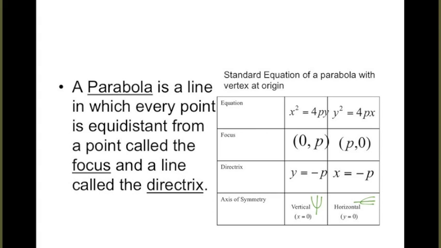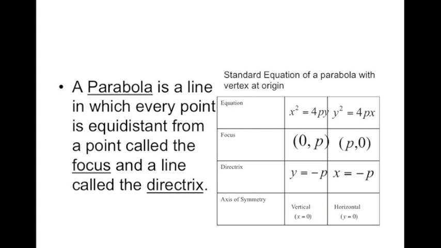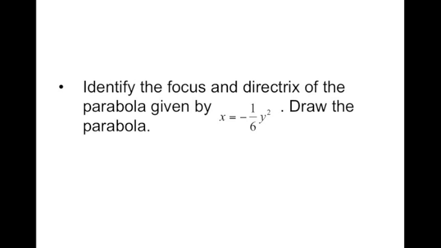Then we can see what point is going to define our focus and what line will define our directrix then. So for the first problem, it asks us to identify the focus and the directrix and to draw the parabola. So first thing we need to do is get this thing so that it looks like one of those 2 forms of the equation.